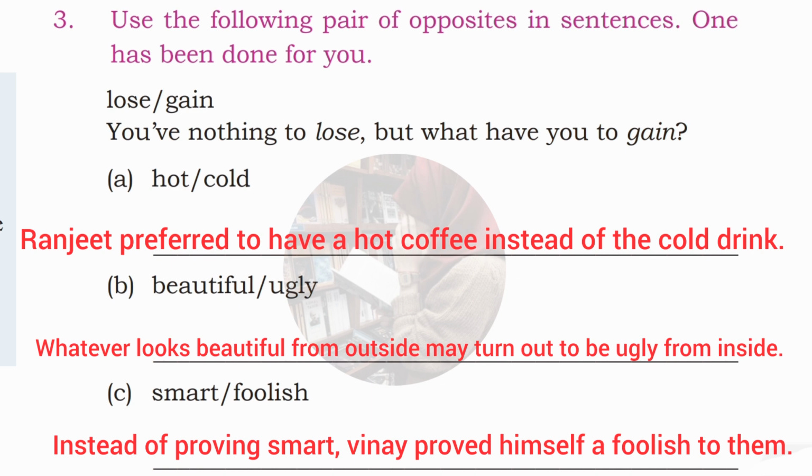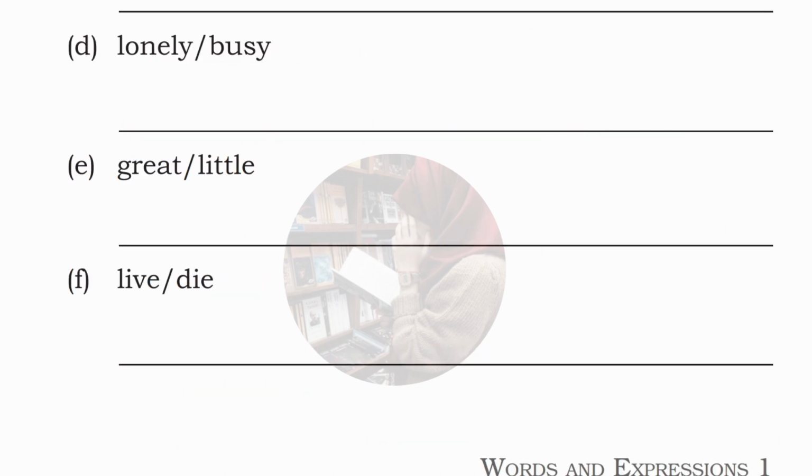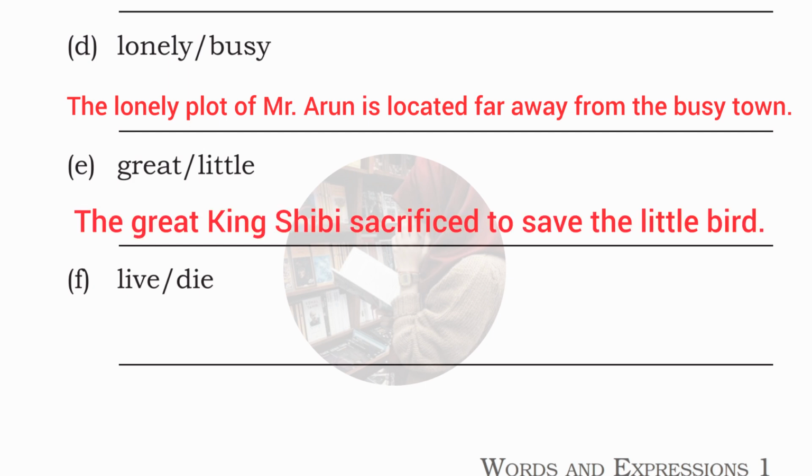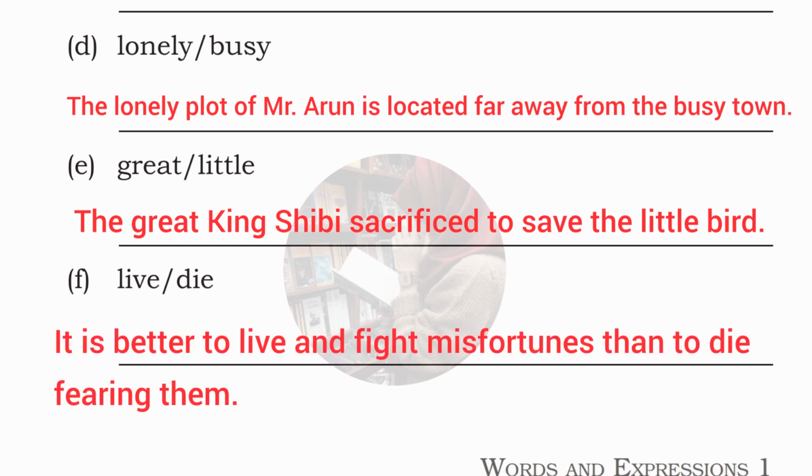Okay. Now we'll move to the fourth one, which is lonely, busy. So the sentence for this is the lonely plot of Mr. Arun is located far away from the busy town. Next, great, little. The great king Shibi sacrificed to save the little bird. Next one, live, die. It's better to live and fight misfortunes than to die fearing them.